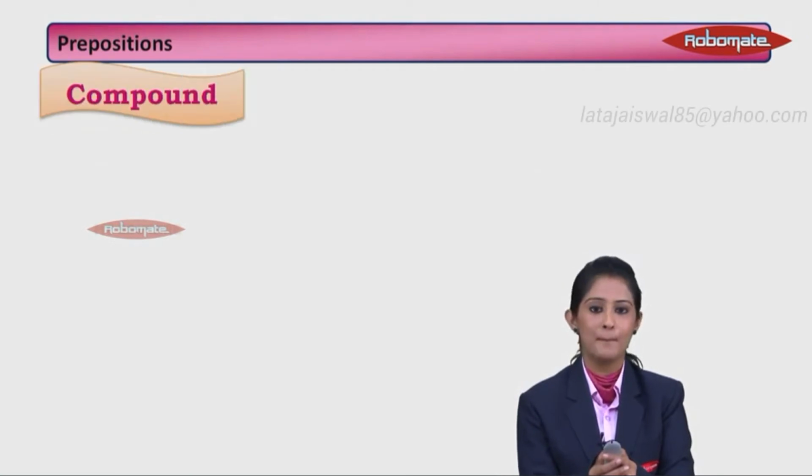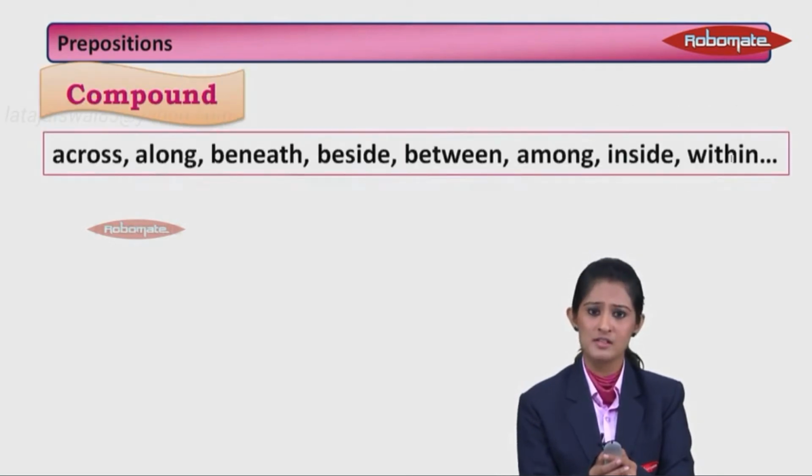Next one, compound. Across, along, beneath, beside, between, among, inside, within, and so on. These are known as compound because we have two words joining together, or sometimes a prefix, or sometimes a suffix.